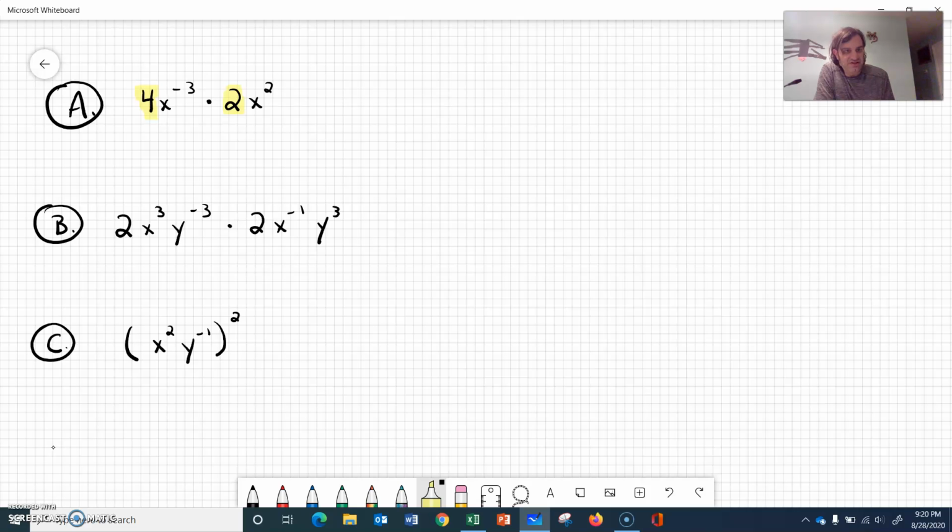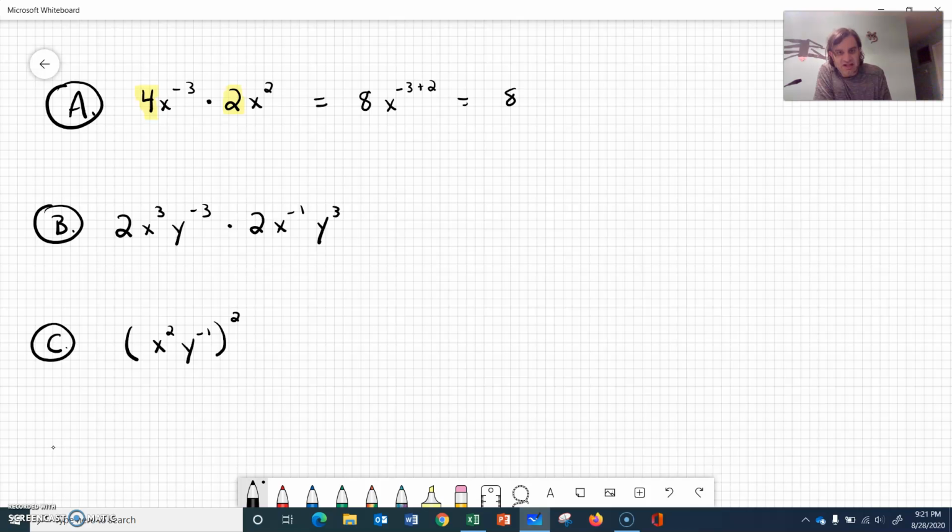So what we can do is multiply the number part together and multiply the variable part together, and those happen differently. When we multiply the number part, 4 and 2, we get 8. And remember what happens when we multiply exponent bases. We're multiplying x to the negative 3 times x to the 2, and that means we take the negative 3 and the 2 and add them together.